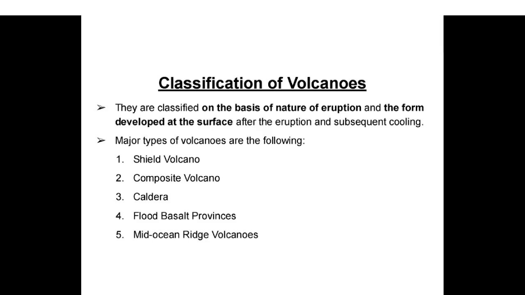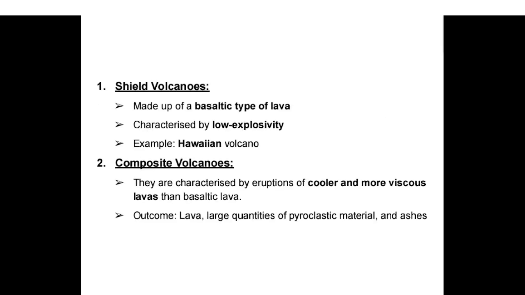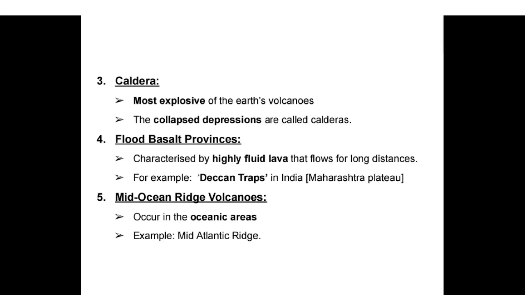Major types of volcanoes are the following: shield volcano, composite volcano, caldera, flood basalt provinces, and mid-ocean ridge volcanoes. Shield volcanoes are made up of basaltic lava, characterized by low explosivity; an example is the Hawaiian volcanoes. Composite volcanoes are characterized by eruptions of cooler and more viscous lavas than basaltic lava. Outcome: lava, large quantities of pyroclastic material and ashes.